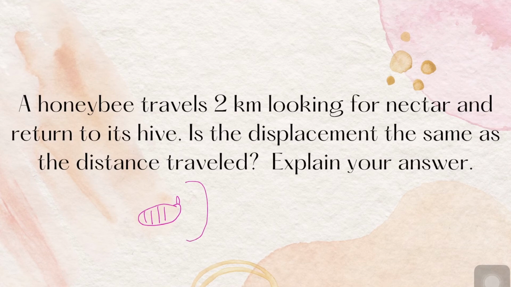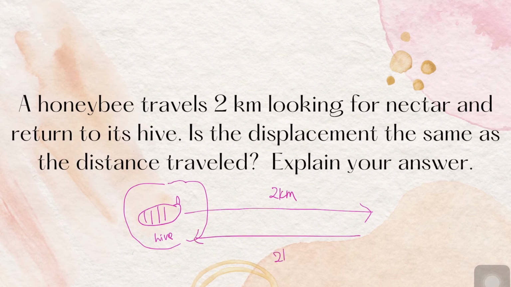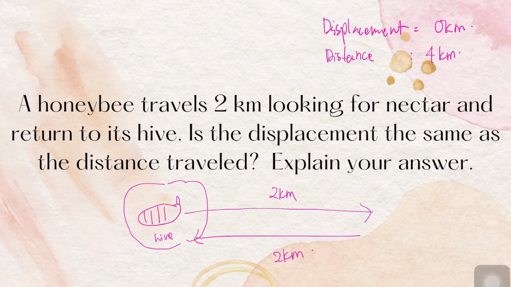So this is the hive. Then the bee goes away for 2 kilometers, then it goes back another 2 kilometers. So the displacement will be equal to 0 kilometers and the distance will be 4 kilometers. So how do we explain your answer? Just give the definition of it, because the distance is the total distance traveled by the bee, and the displacement is the shortest distance between the initial and final positions of the bee.